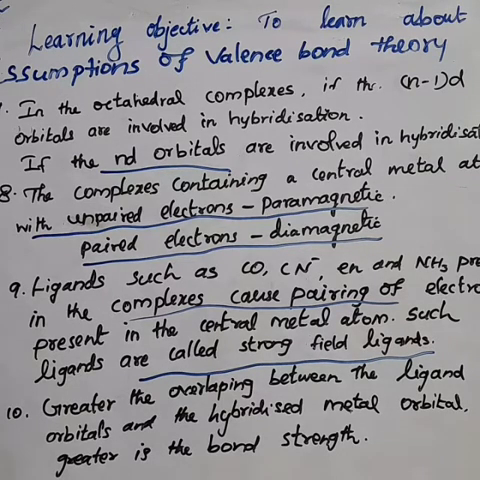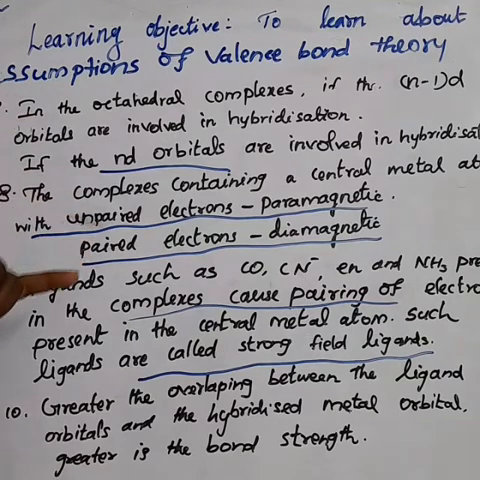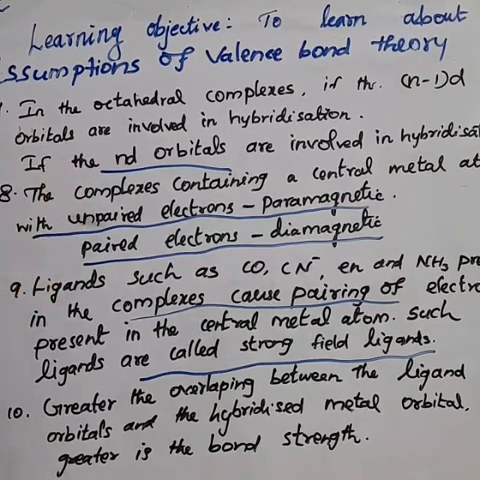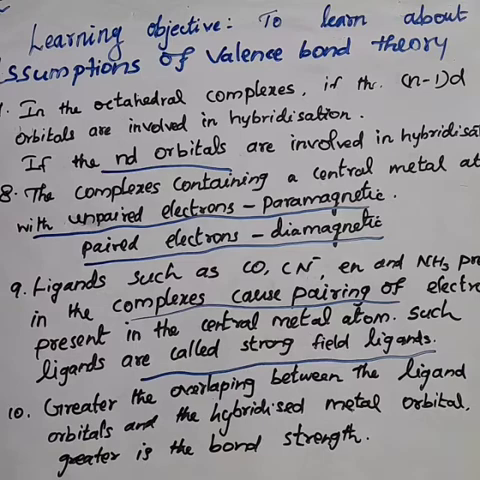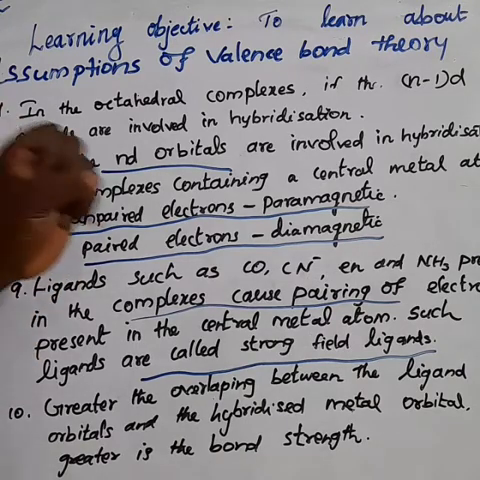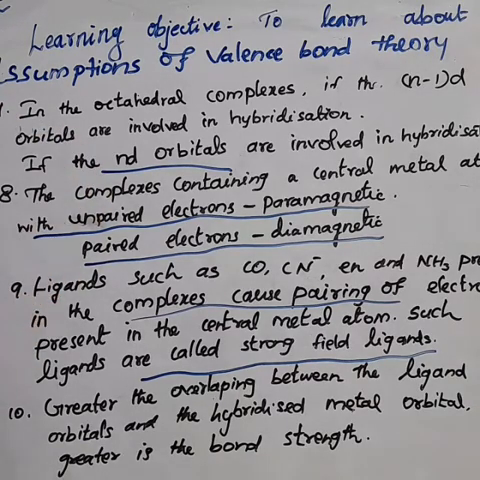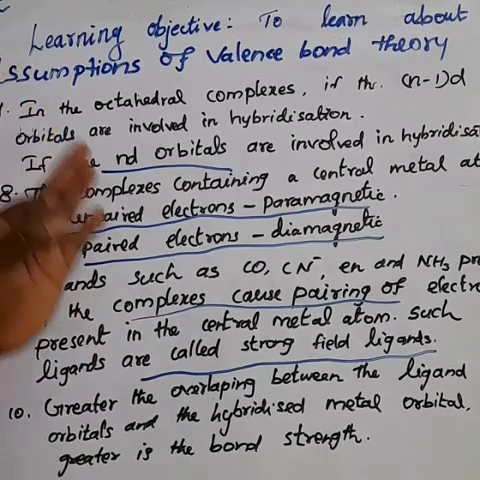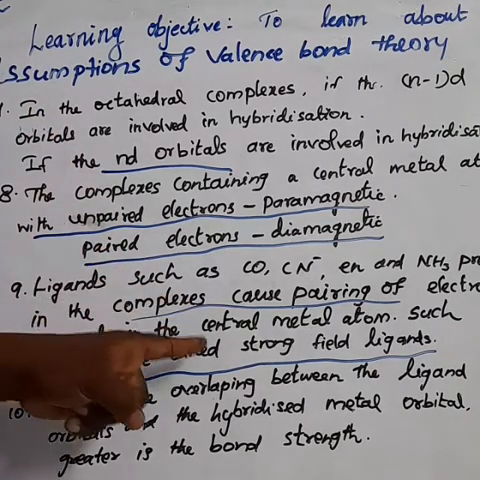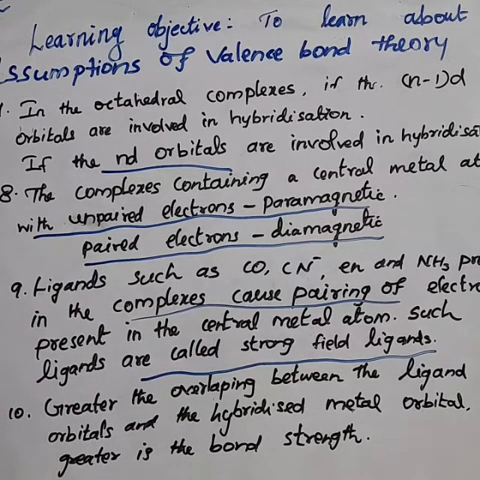The ligands such as CO, CN minus, en and NH3, that is carbonyl, cyanido, ethylenediamine and ammine, present in the complex cause pairing of electrons present in the central metal atom. Such types of ligands are called strong field ligands. Next, the 10th point, a very important point for the one-word question.